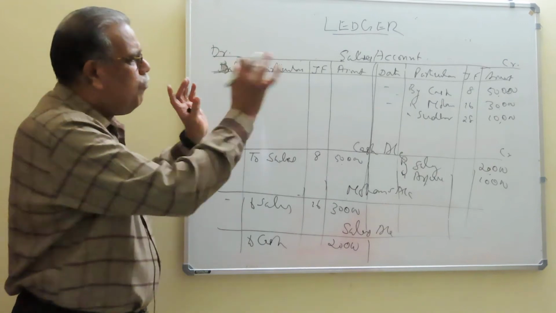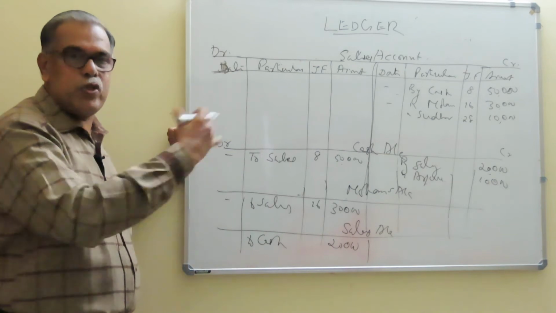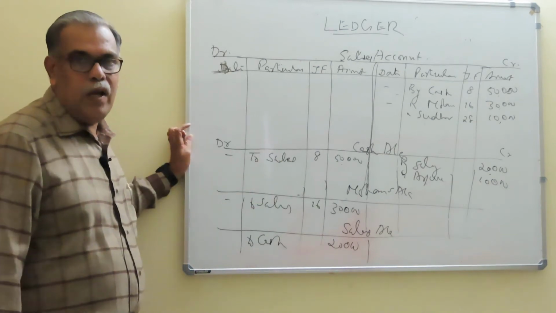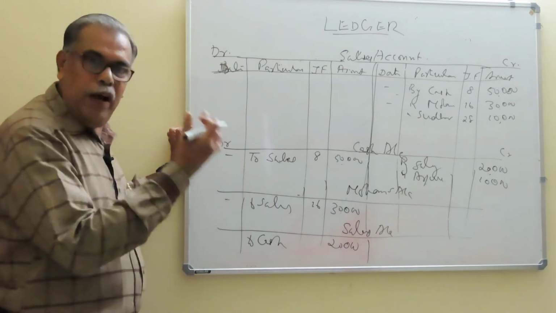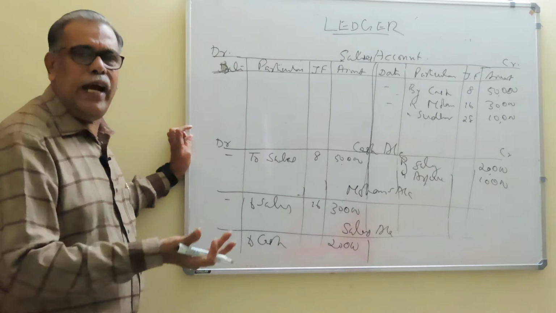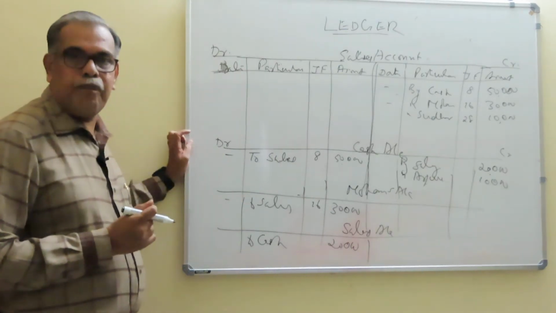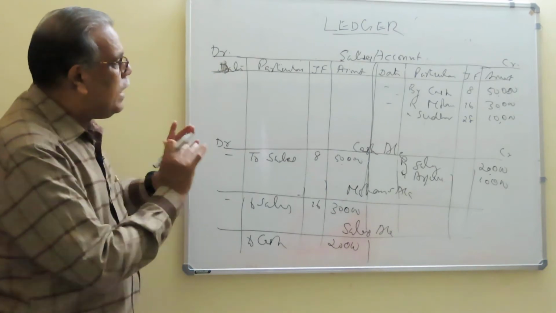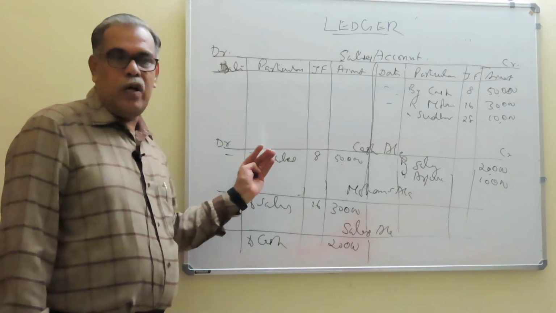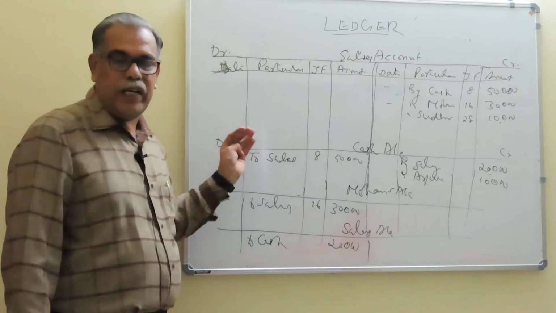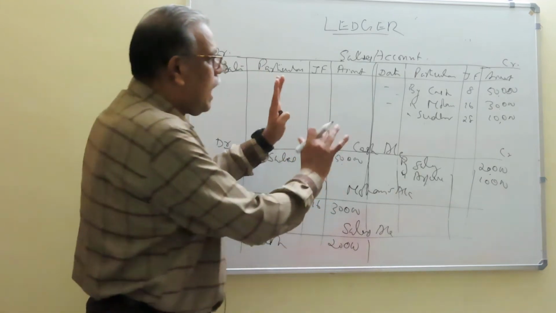Like that, for every account we can make posting, transferring the journal entries to various ledger accounts. And at the end of every month or at the end of every accounting year, these accounts can be balanced. So actually by preparing ledger accounts, we are coming to the second function of accounting. What is the second function? First is recording, second is classifying. Actually we are classifying the accounts.